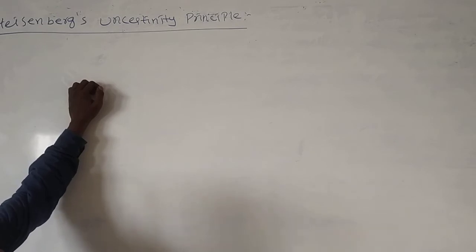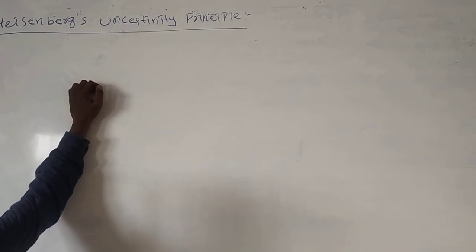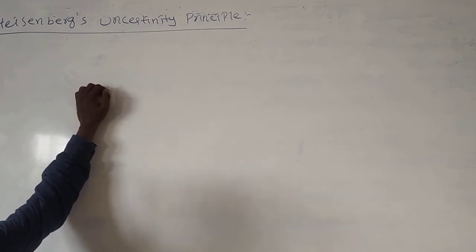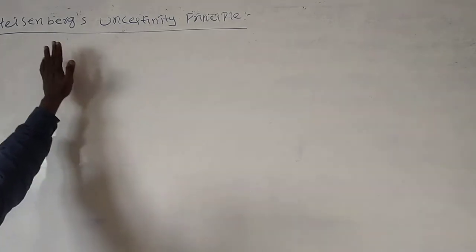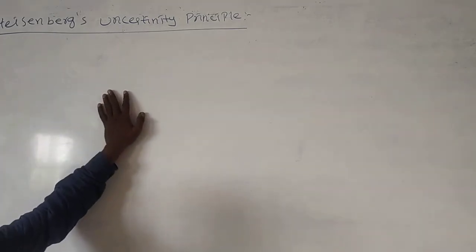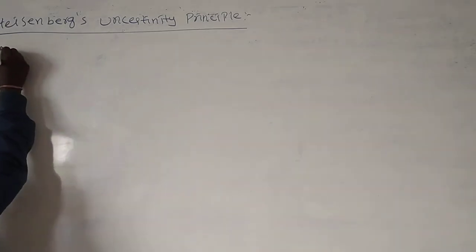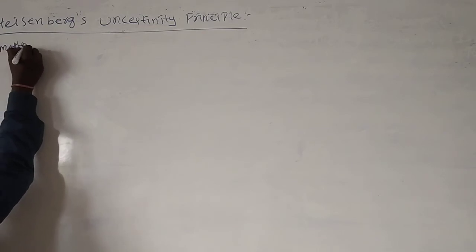It is impossible to determine the position and momentum of an electron or any object simultaneously. We call that the Heisenberg uncertainty principle. Now the mathematical expression of the Heisenberg principle. This question is always asked.